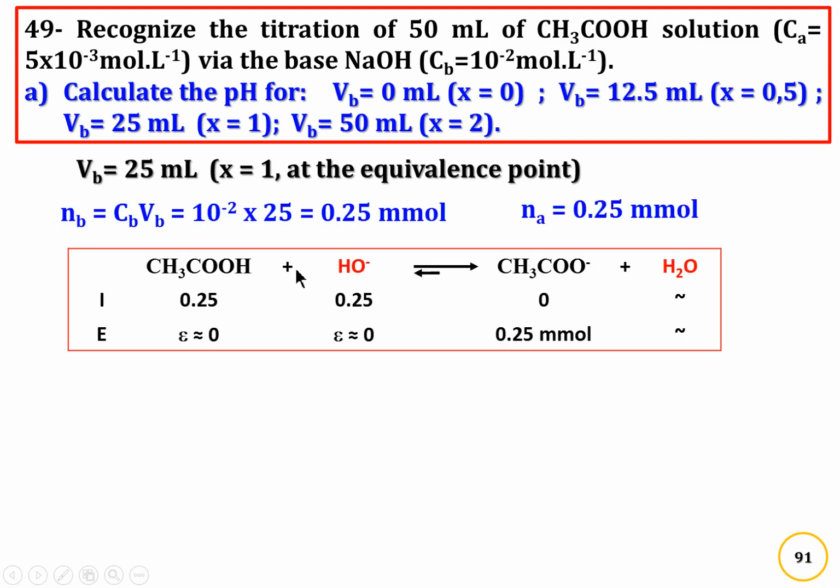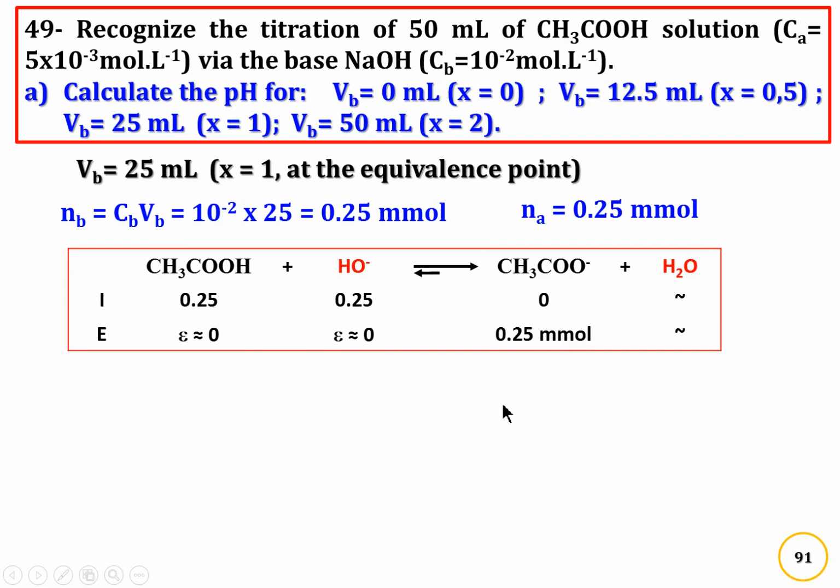So at the equivalence point, acetic acid plus OH minus give acetate plus H2O, and this reaction is complete, starting from 0.25 millimole of acetic acid, which is the initial number of moles, and OH minus added, so at volume 25 milliliter, we multiply by the concentration of the base, so we have 0.25 millimole. So at equivalence, acetic acid and OH minus will react completely, and we have formation of 0.25 millimole of acetate.